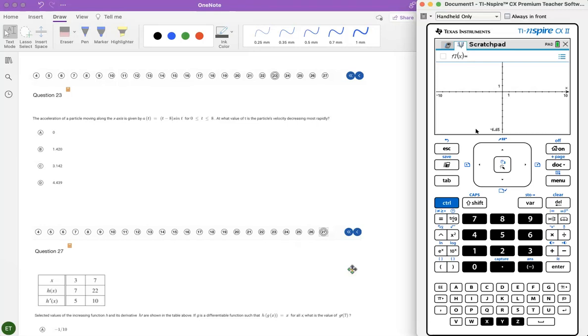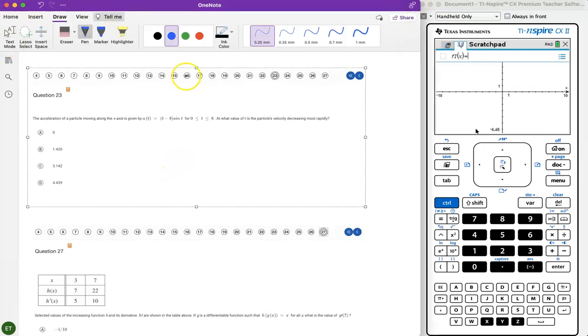One of our top scholars asked us to go over number 23 and 24 from the 2018 practice test that was posted on AP Classroom. 23 was an interesting one because when I first looked at it, okay, acceleration, I was thinking second derivative. But actually, the acceleration of a particle is given by this function. At what value is the particle's velocity decreasing most rapidly?